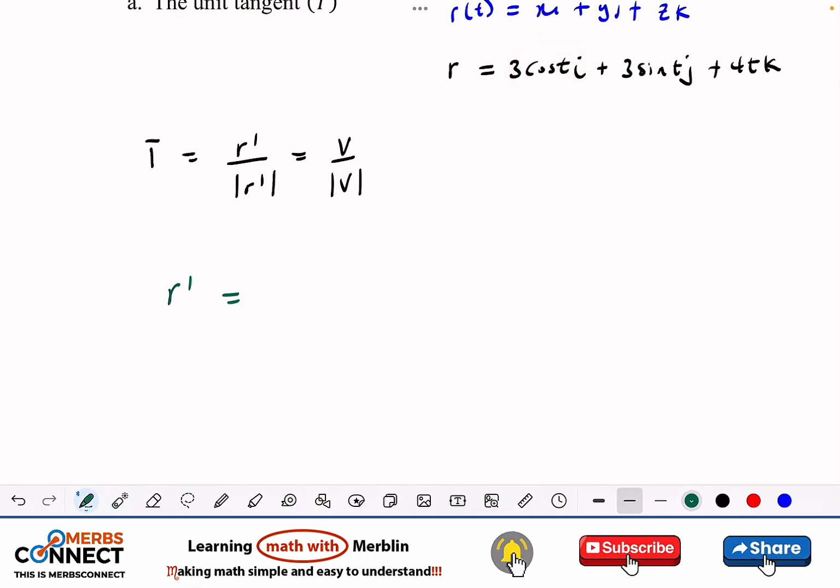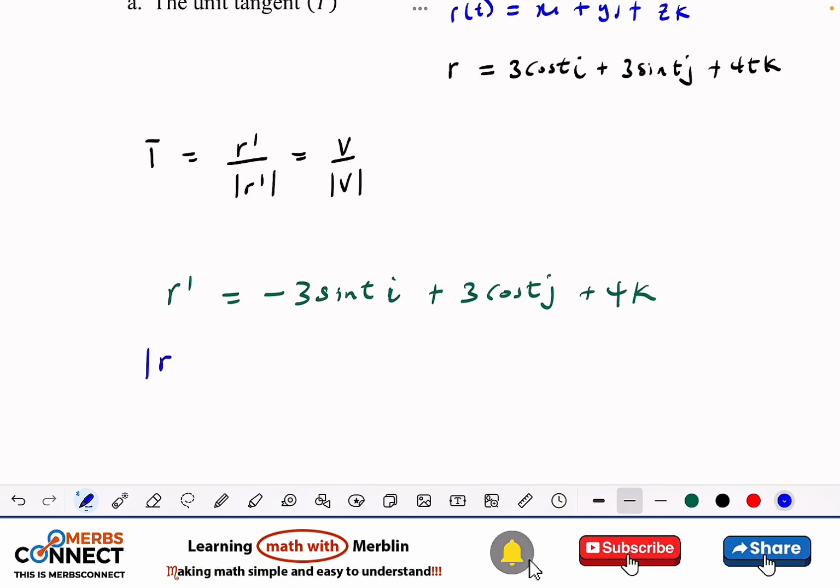When I differentiate cos, I'm going to get minus sine. So this is going to give us minus 3 sine t i. When I differentiate sine, I'm going to get cos, so I'm going to have plus 3 cos t j. And when I differentiate 4t, I'm going to have plus 4k. So this is my r prime. I need to find the magnitude of r prime, and we know that r prime is the same as the velocity.